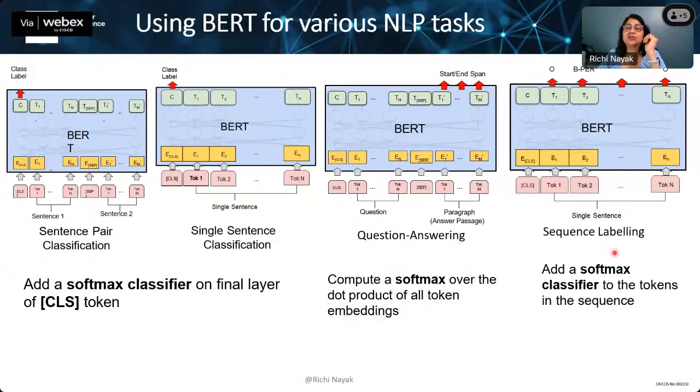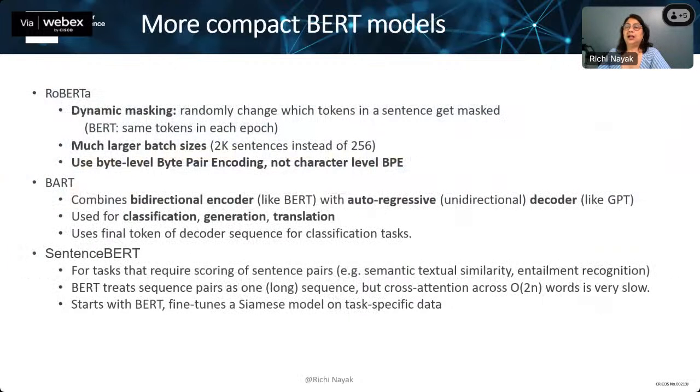Then BERT is also used for sequence labeling, where you have got the softmax classifier applied to the tokens in the sequence. Then Deepak is going to show you Roberta and some other BERT models. There are some differences, like Roberta allowing dynamic masking, allowing large batch sizes, and some difference in the encoding, like byte-level encoding. Then there is BART, that combines BERT and GPT. So it is doing bidirectional encoder and autoregressive. BART can be very slow to train, but it allows you to do classification, generation, and translation.